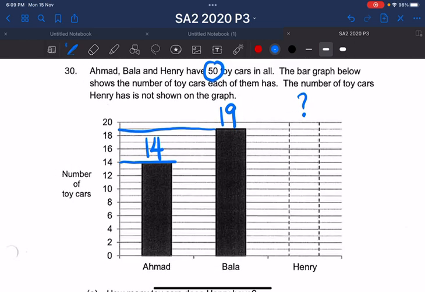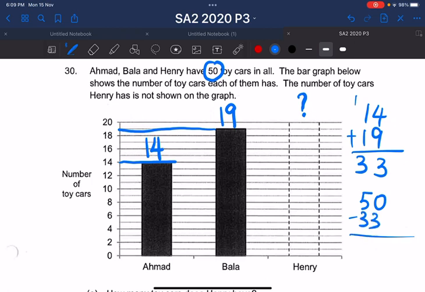Now the question mark is here. Don't know how much is Henry, but you know the three of them have 50. So what you can do is find out the total from the first two people first. You find out the total is 33. Then you take the total minus away the first two guys. Right? This will help you to find out who is the third guy, isn't it? So I'll do a bit of regrouping. 10 minus 3 is 7. 4 minus 3 is 1. So now I know Henry is actually 17.